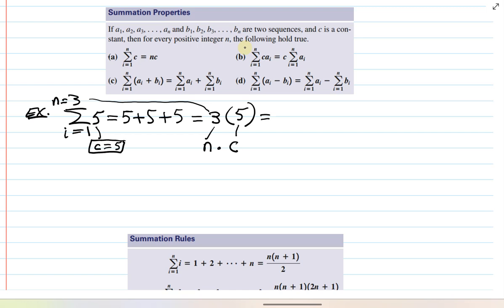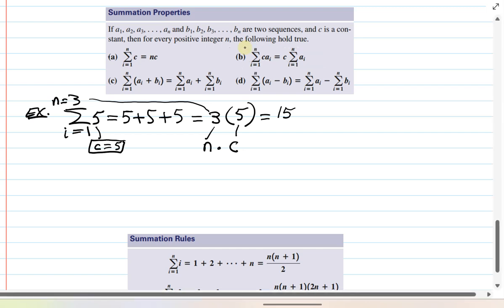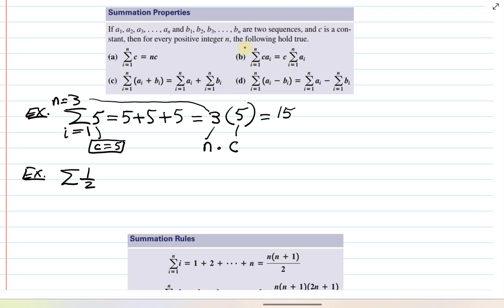So according to this formula, part A, I could have just multiplied 3 times 5 instead of writing it out. Now part B. In part B, we're allowed to bring a constant outside of the summation. That's what this one says. To give you an example, suppose I want to do sigma of 1/2 x sub i, i goes from 1 to 4. For this one, I can bring the 1/2 outside the summation and simply do sigma of x sub i, i goes from 1 to 4.